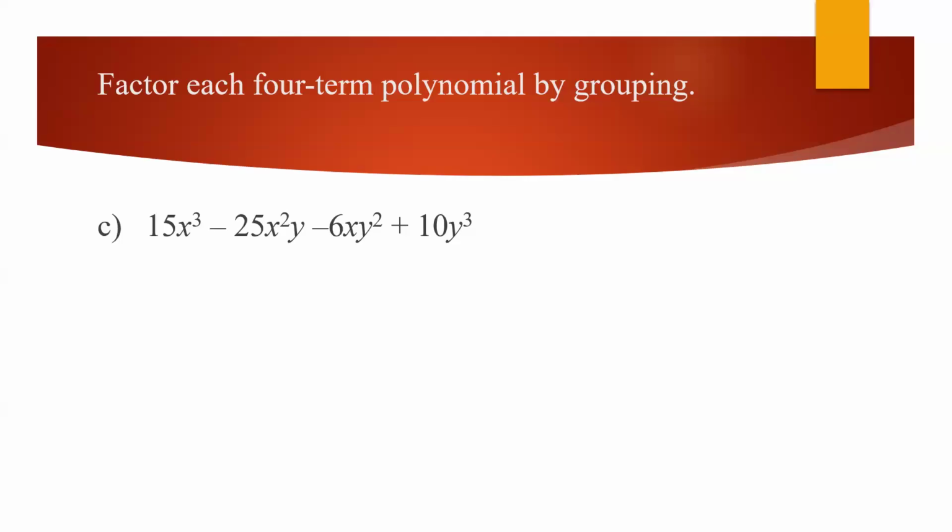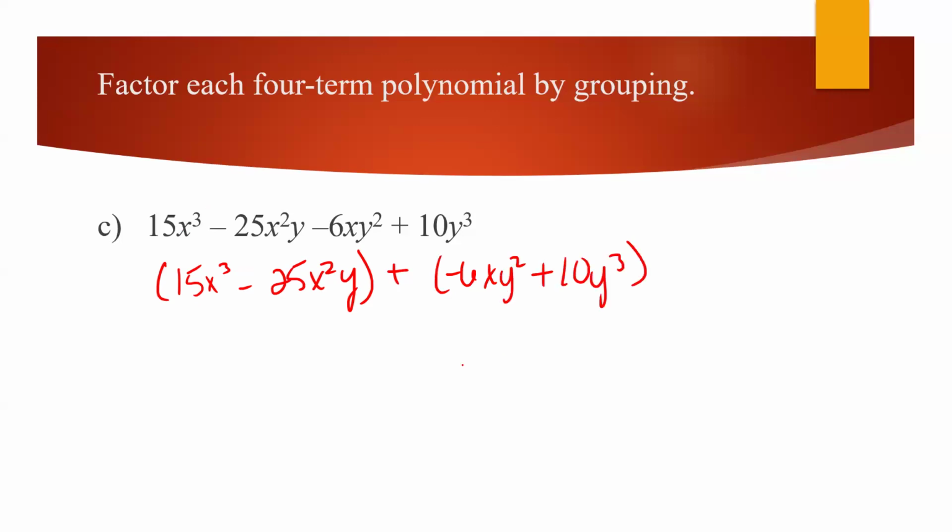All right. Are we good? Thumbs up. Able to go? Yeah. All right. So my group, we have 15x to the third minus 25x squared y plus negative 6xy squared plus 10y to the third. Our GCF here is actually 5x squared. Your GCF here should have been negative 2y squared. How are we doing? Good.